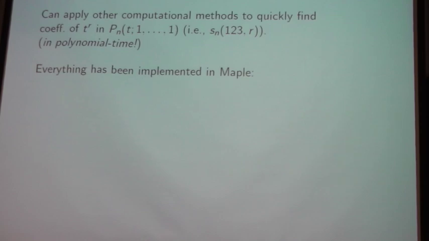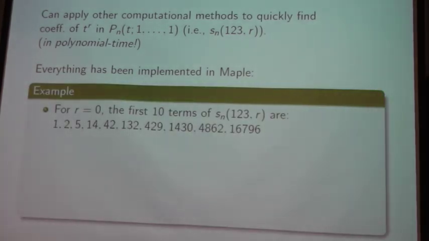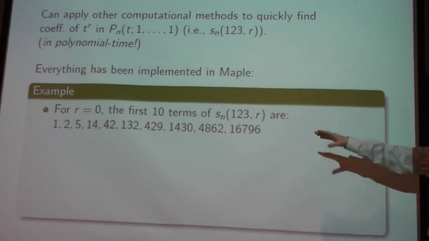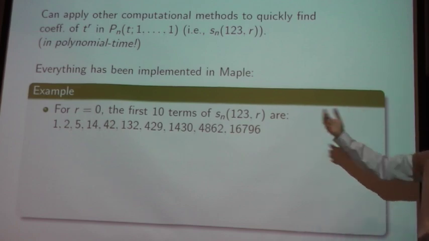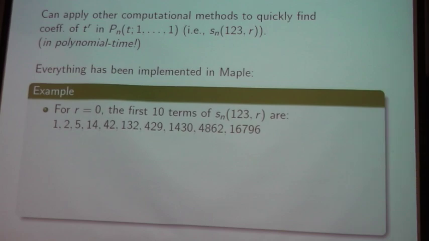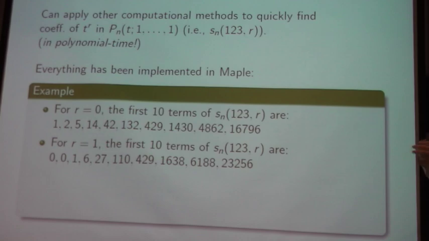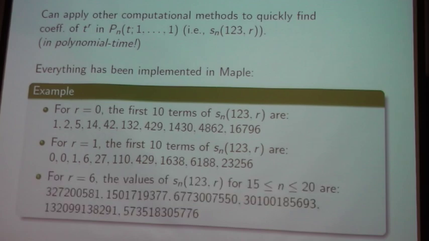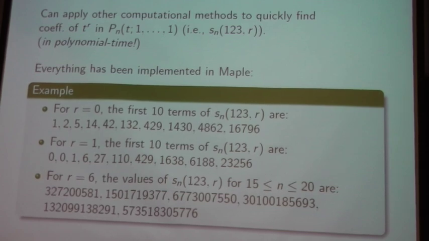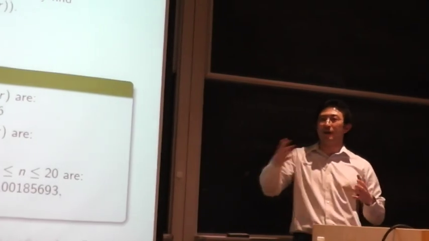And so everything has been implemented in Maple. For example, the r equals 0 case. Again, this is just the avoidance case, which is counted by the Catalan numbers. The r equals 1 case, you can quickly compute some values here. Technically the first 10 terms you can compute with brute force, so that's not very impressive. Just to skip ahead a little bit, if you want r equals 6, you can easily compute the first 20 terms. And here is the 15th to the 20th term. With brute force, you wouldn't be able to get up to 20, for example, the 20 factorial permutations.